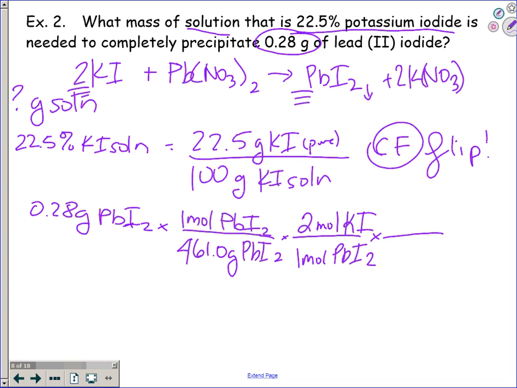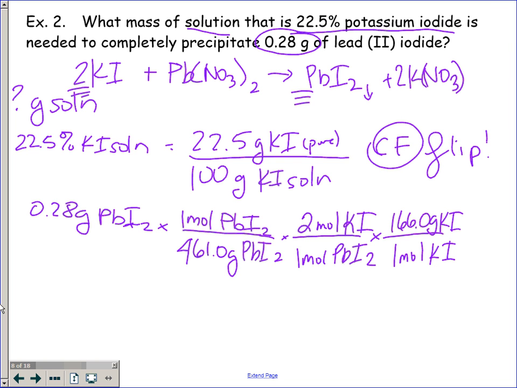Convert from moles of potassium iodide to grams of potassium iodide. So it goes on bottom. 1 mole, and every time you're doing molar mass, you always compare that mass to 1 mole of itself. And that is, I think we already did that, 166.0. We did that in our last problem.